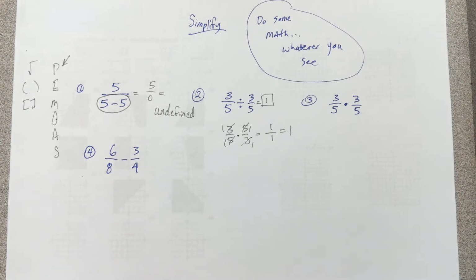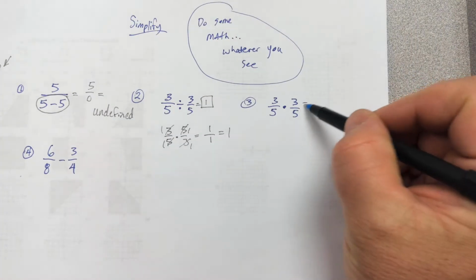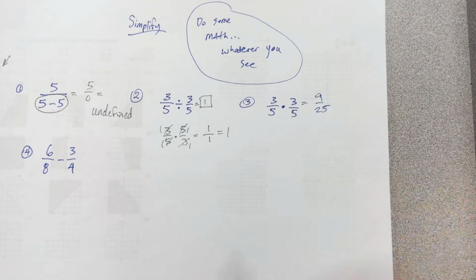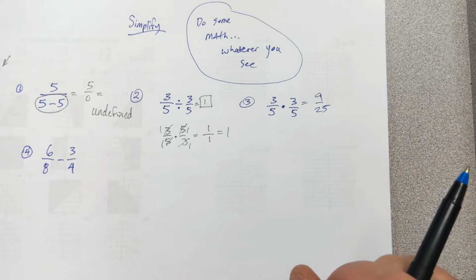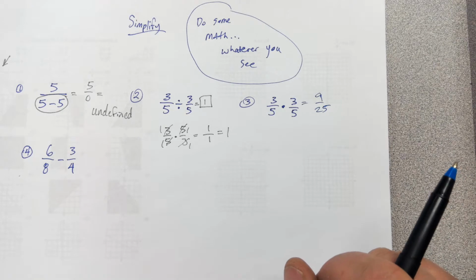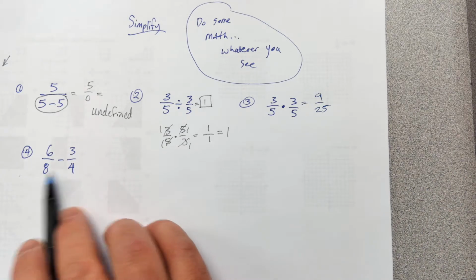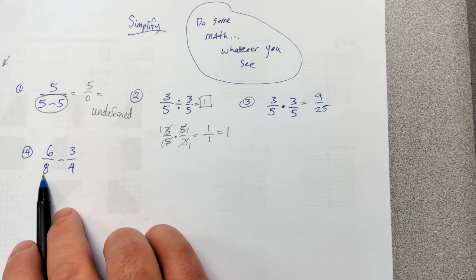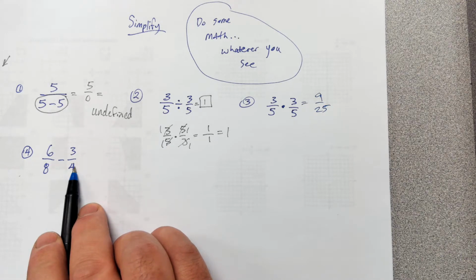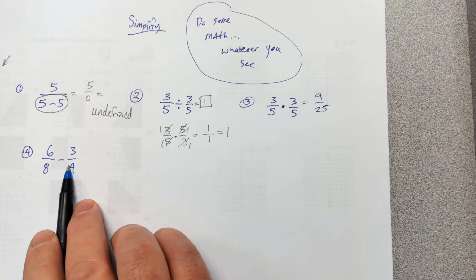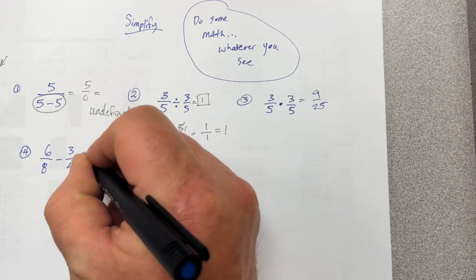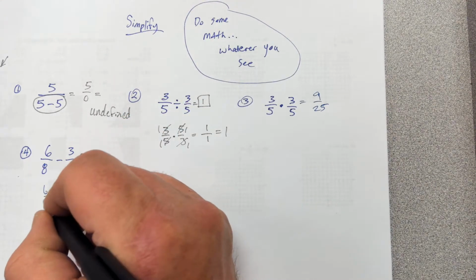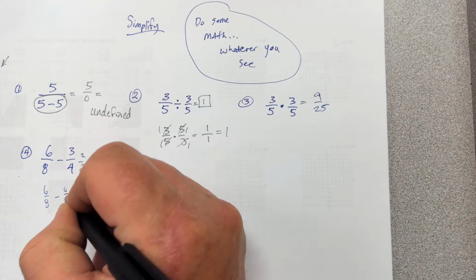Okay, this is different. This is 9 over 25. Yeah? Okay. We need a common denominator. So we have to find the LCM of 8 and 4. And that's 8, right? So I need to make this into an 8. And the way I do that is by multiplying by 2 over 2. So this one stays the same. This one is 6 over 8.